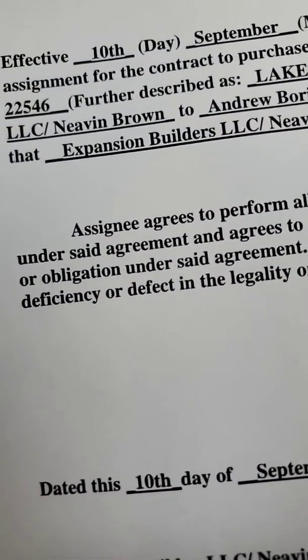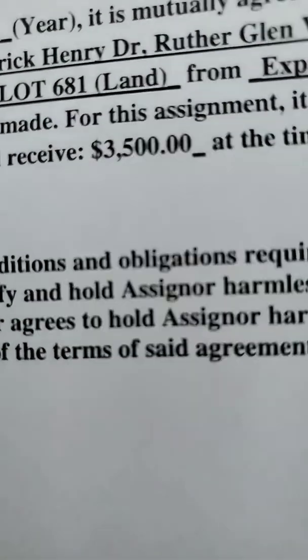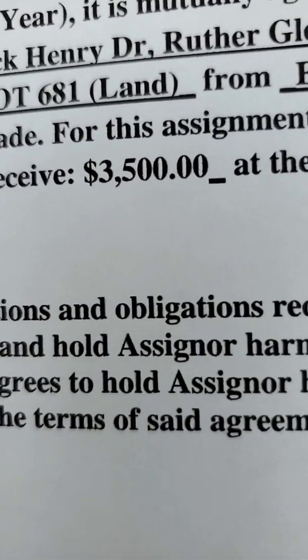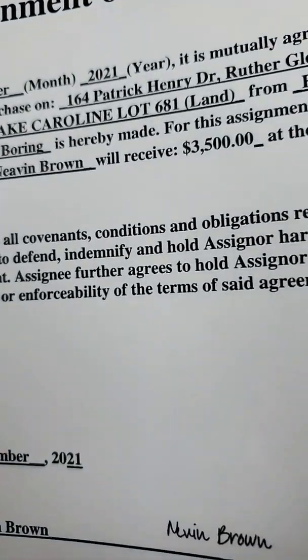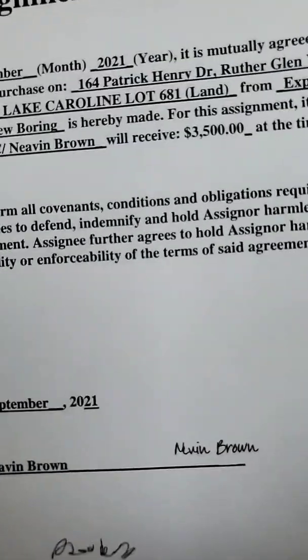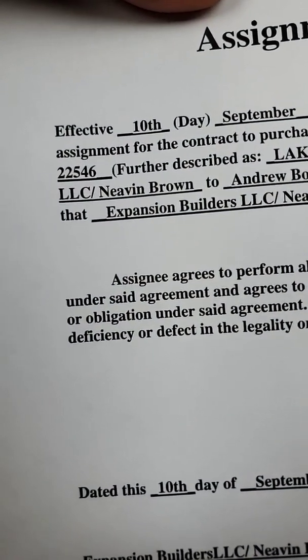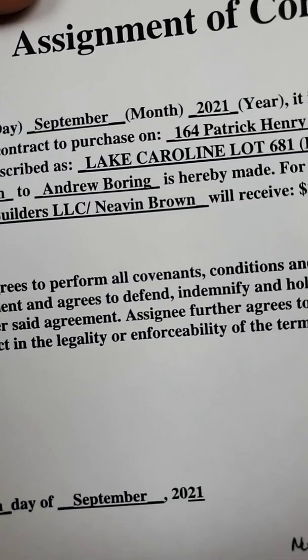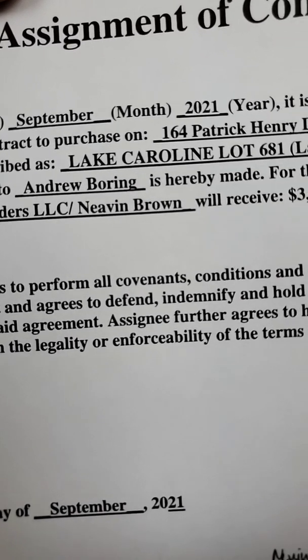that me, Expansion Builders LLC, Nevin Brown, will receive that difference. The reason why: I sold it to him for $11,500. I bought it for $8,000. So the original seller is going to get his $8,000. I will get my $3,500, and then this new deed will be transferred to Andrew.